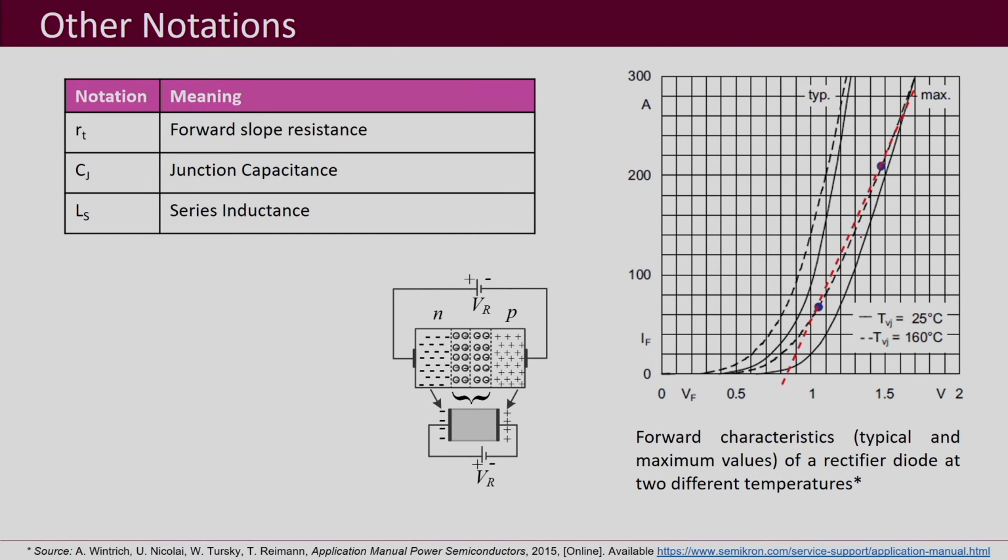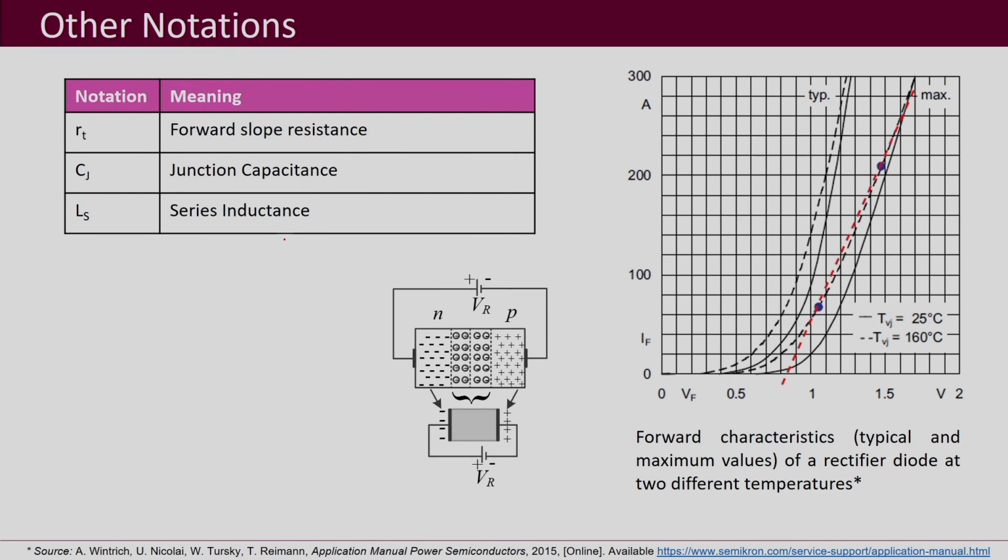This we have discussed before when we discussed your VI characteristics. So, this shows a typical VI characteristic of a diode, and this is given for two different temperatures, 25 degrees C and 160 degrees C. And this is the maximum that you can get, and this is the typical VI curve that you will be getting. And as I have told you before also, you can approximate it with a line with a slope, and whatever is the slope, that is your forward slope resistance. So, that also is sometimes provided in the data sheets.